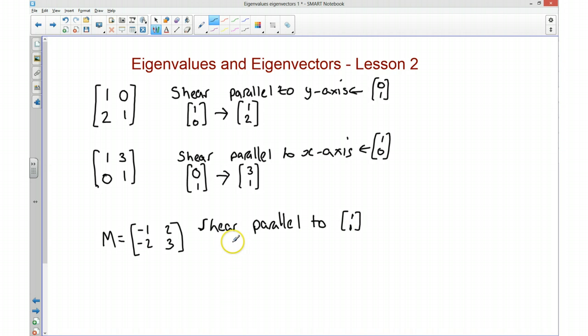And we decided, well, we can have a look at the point (1, 2). If I multiply this transformation matrix by (1, 2), that maps to (3, 4). Okay, so we're saying that (1, 1) maps to (1, 1), so that's invariant, and that's why it's a shear parallel to (1, 1), and (1, 2) maps to (3, 4). Okay, so what we're now going to do is have a look at analysing this algebraically to see if we can come up with this same solution without having to look at the graphs.